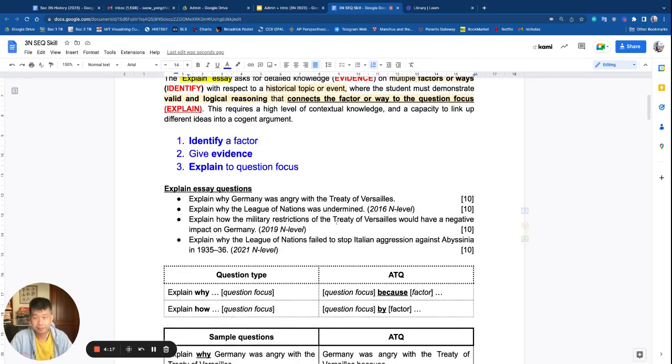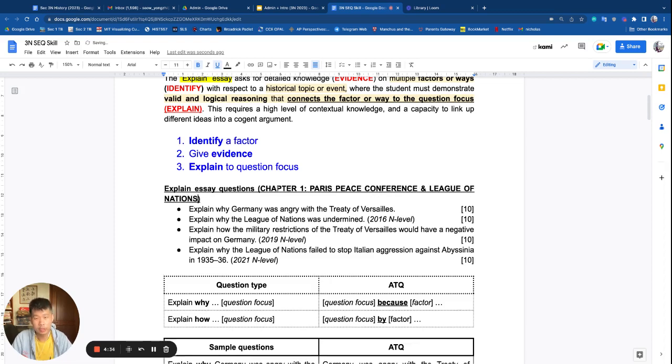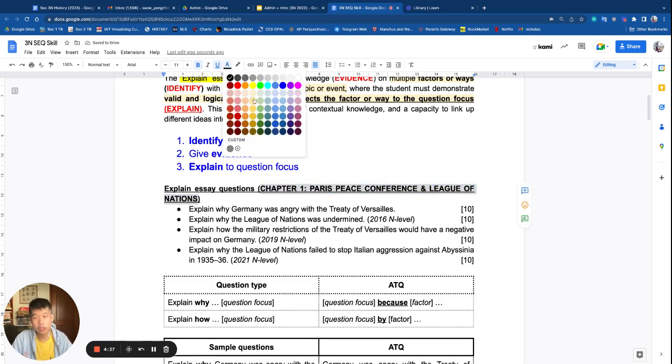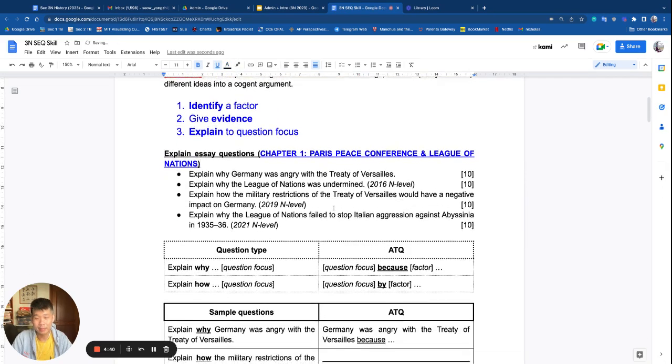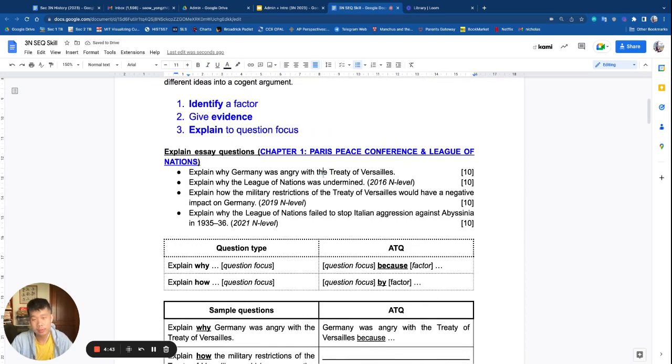So for chapter 1, you know it's about the Paris Peace Conference, the Treaty of Versailles, and the League of Nations, right? And there are several questions we could ask you as explain essays. Explain why Germany was angry with the Treaty of Versailles. So some ideas can come to you now. It was harsh. It demanded that Germany give up its territory and colonies. It restricted Germany's army. So on, so on, so on.